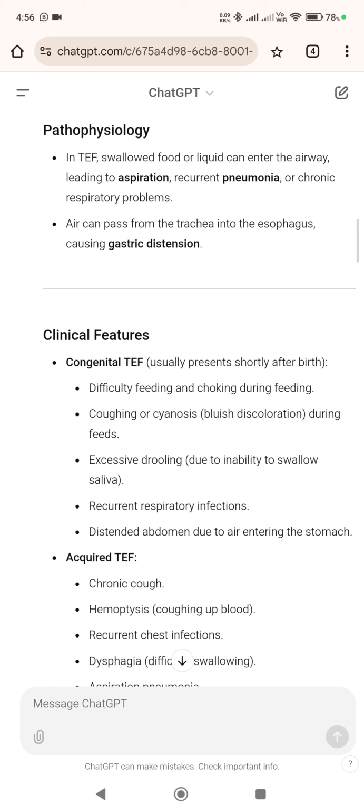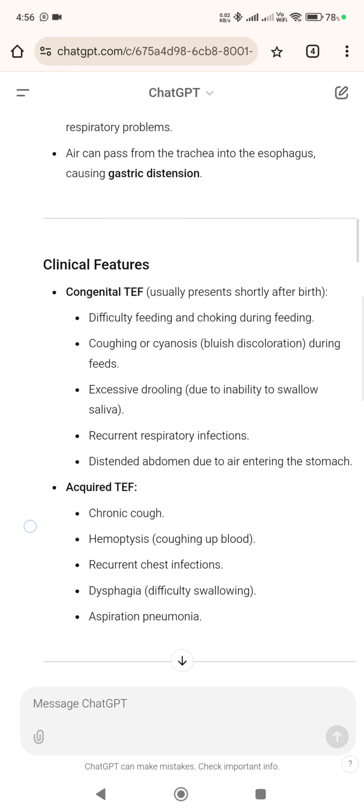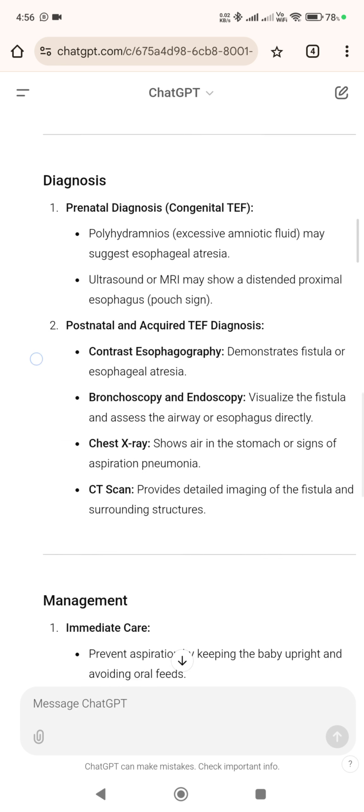Diagnosis. 1. Prenatal diagnosis, congenital TEF: polyhydramnios, excessive amniotic fluid, may suggest esophageal atresia. Ultrasound or MRI may show a distended proximal esophagus, the pouch sign.